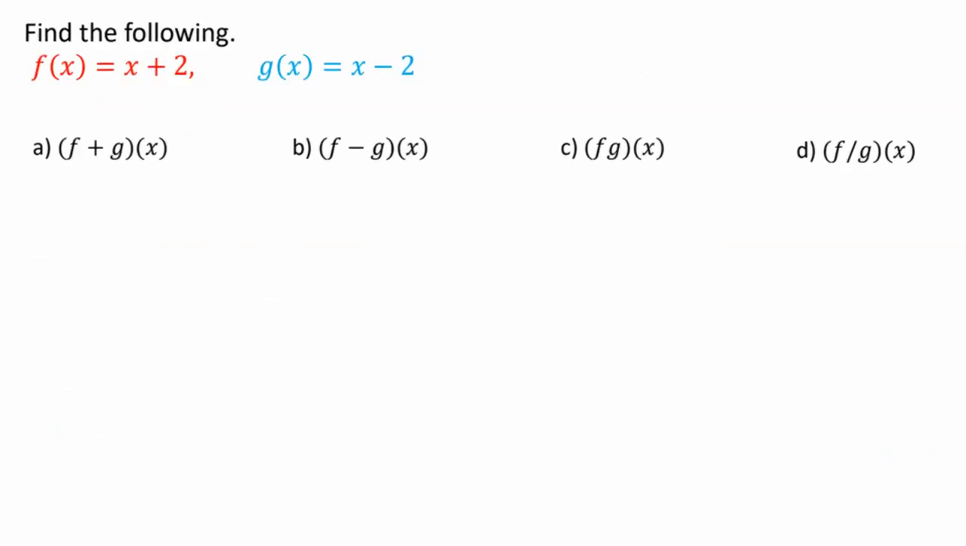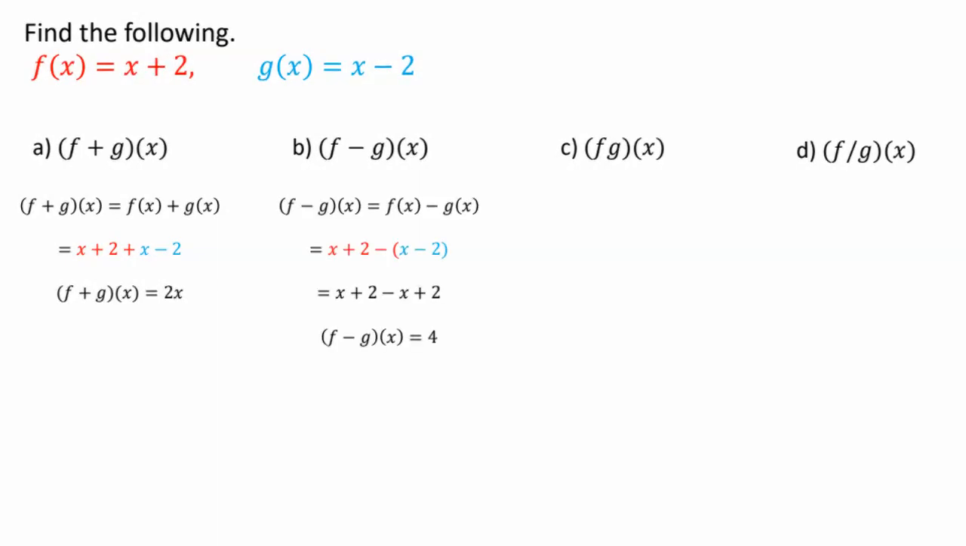Okay, now here it says to find the following. We're going to find f plus g of x, f minus g of x, f times g of x, and f divided by g of x. So here, guys, where it says f plus g of x, we're going to add the f function and the g function for part A. Okay, so here we go. f of x was x plus 2, which is in red, and g of x is in blue, which is x minus 2, and all we do is combine like terms. So we have x plus x is 2x, and 2 minus 2 is 0, so f plus g of x is equal to 2x.